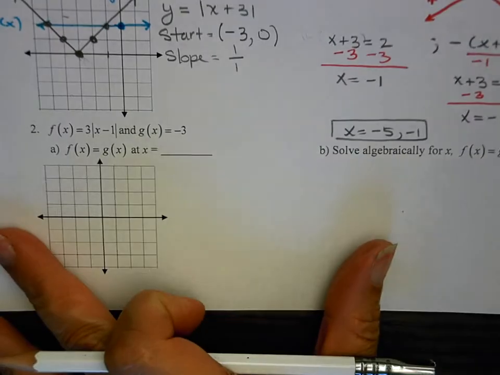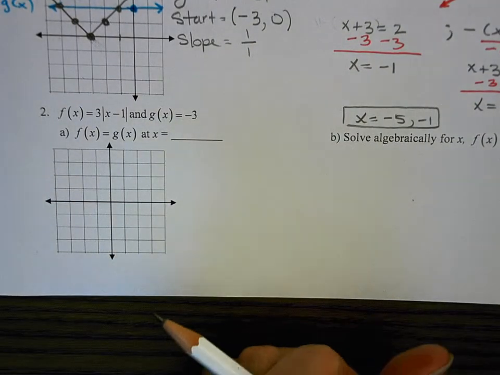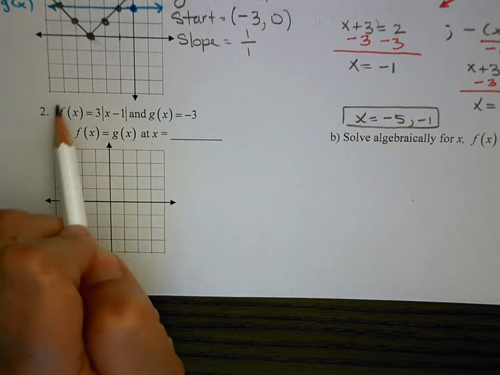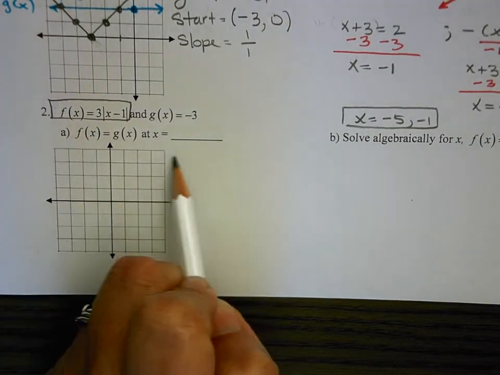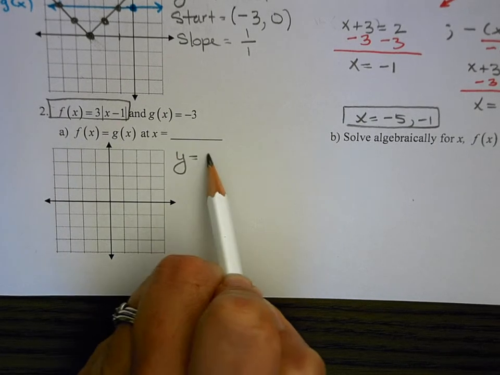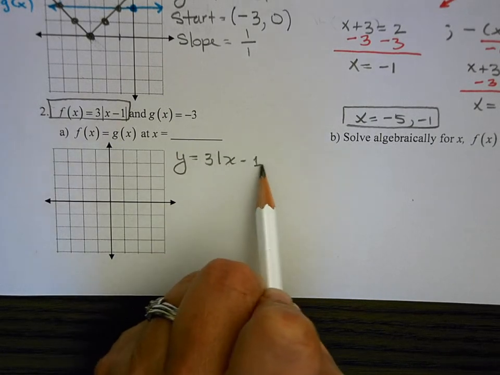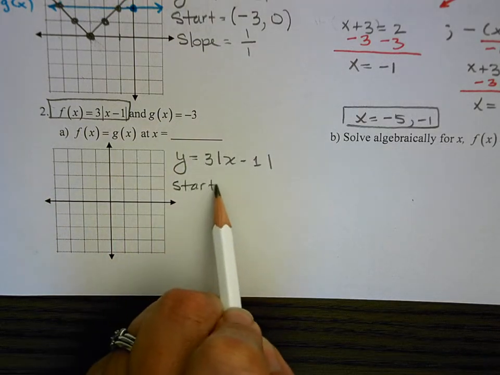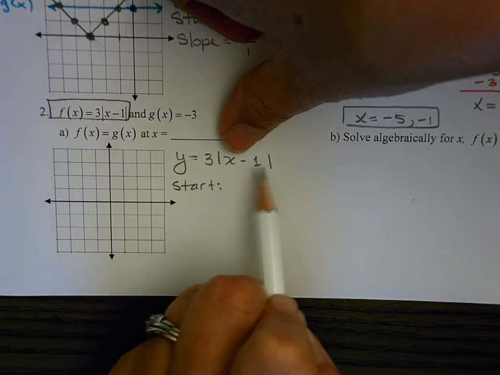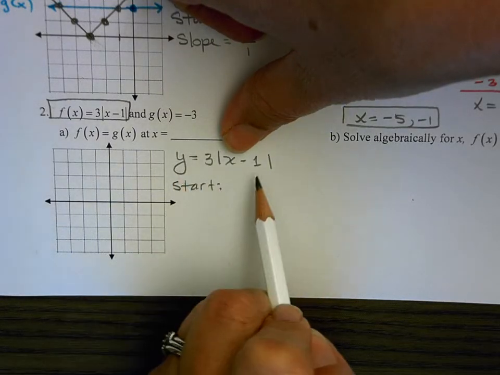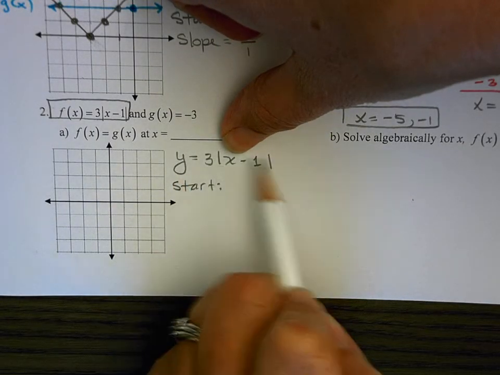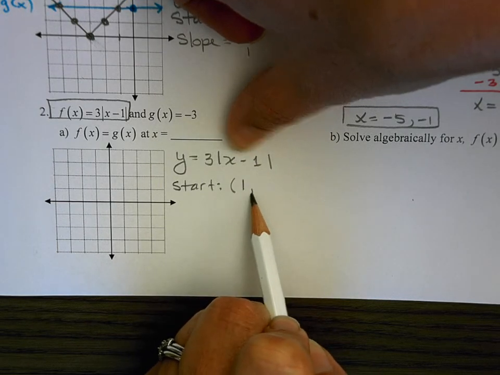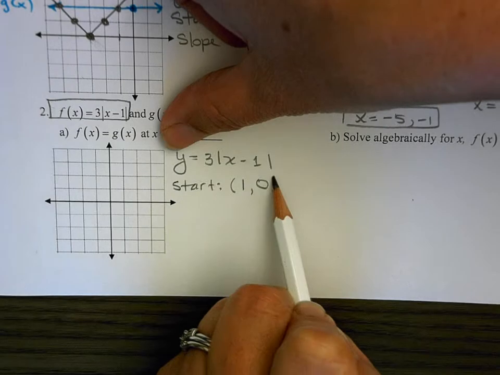So again, the very first thing we always want to do is make sure it's in descriptive form, and we're going to graph each of these. So I'm going to start with f of x. And remember, that's the same as y, so that would be y equals 3 times the absolute value of x minus 1. To graph this, I need to find my start and my slope. For my start, it's already in vertex or descriptive form. So I have my x value here, -1, so I'm going to do the opposite, that would be +1. Nothing's being added or subtracted to y, so that would be 0.